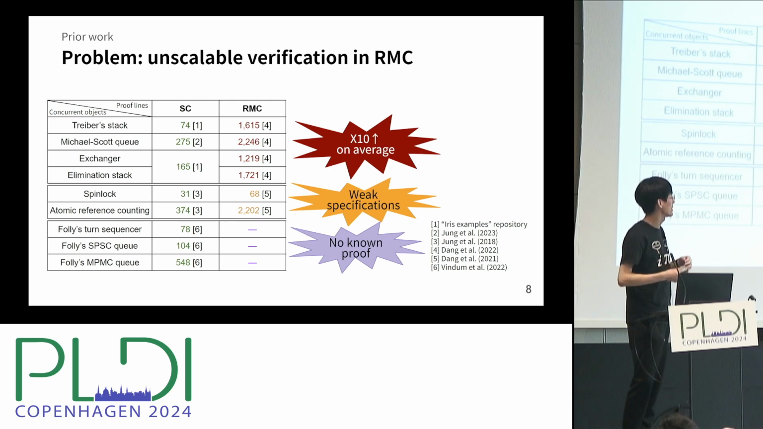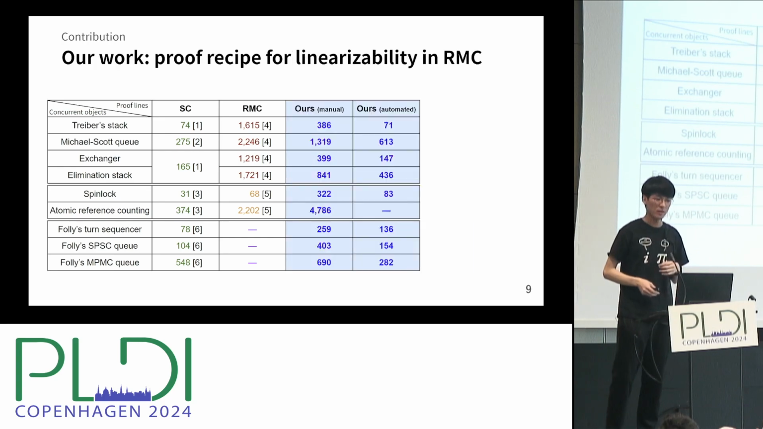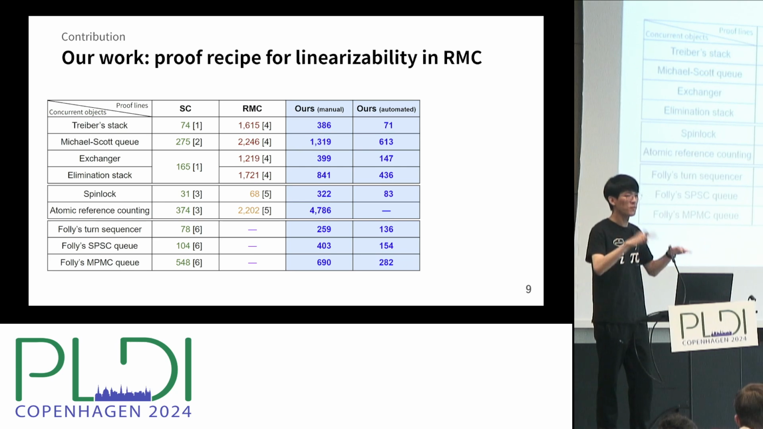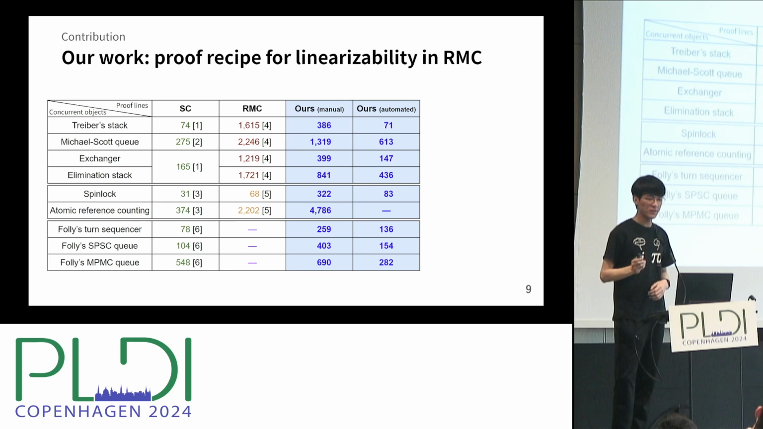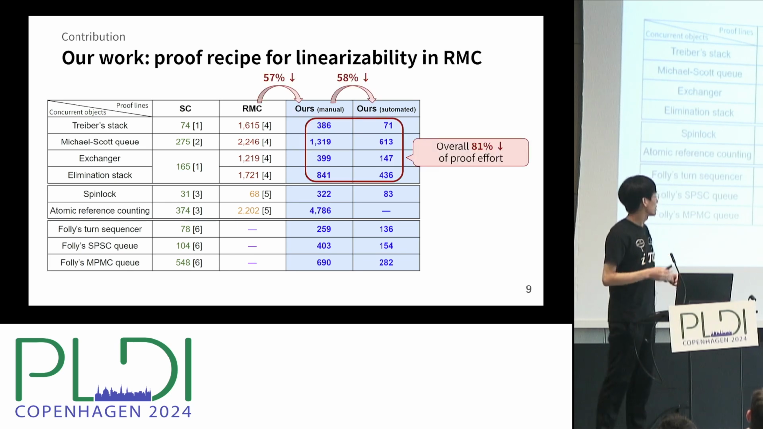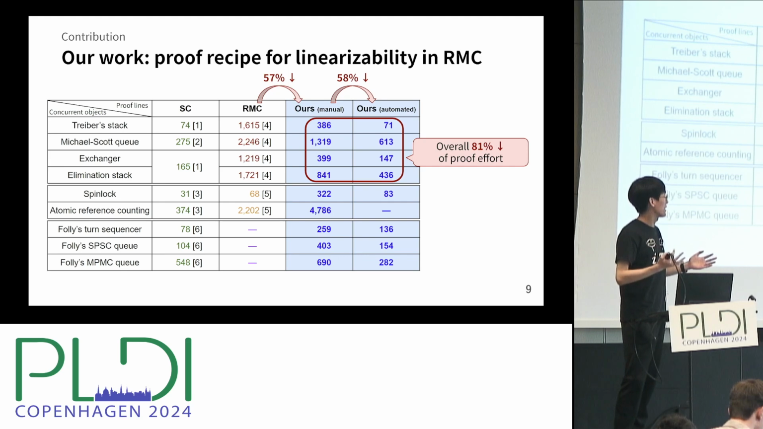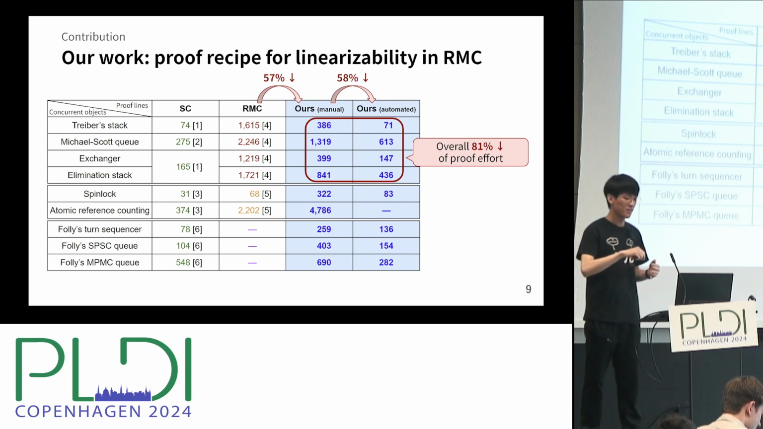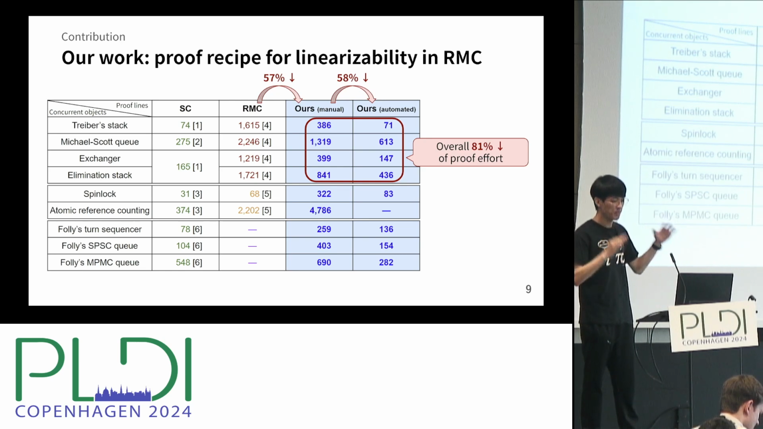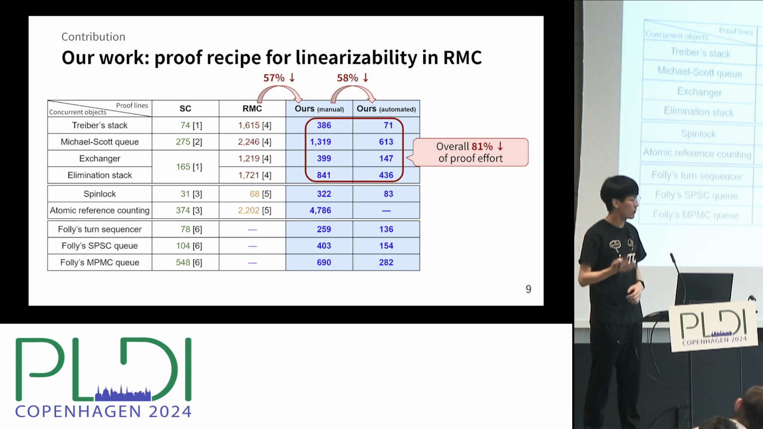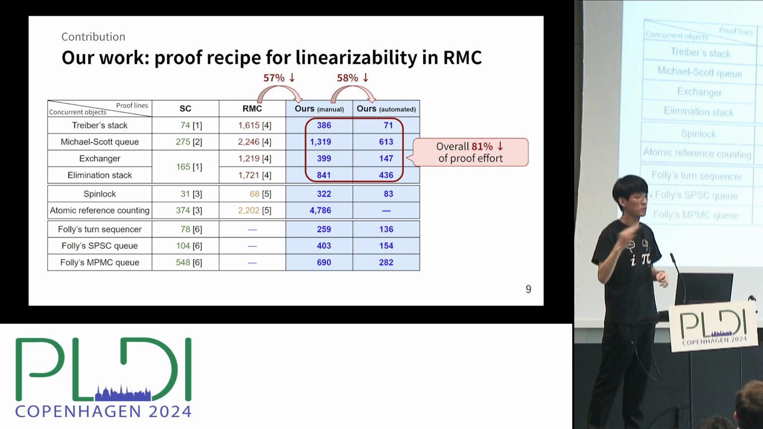In this situation, our main goal is to reduce the proof effort and increase the scalability of the proof. To achieve this, we first propose a proof recipe for manual verification of linearizability. And on top of that, we apply a proof automation technique to further reduce the proof effort. By combining our two proof recipes, we were able to reduce the proof effort by about 81% compared to the prior work.